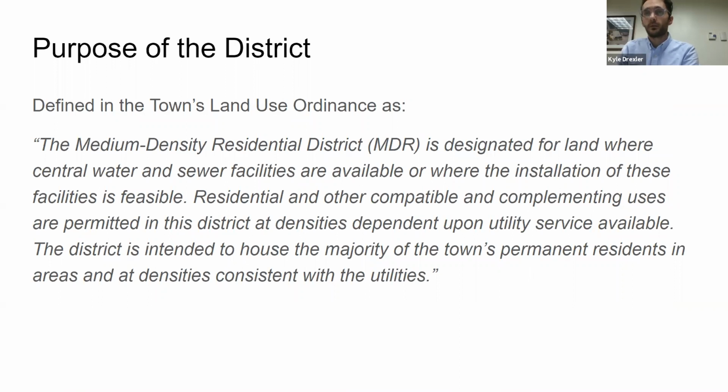So if you look a little more specifically at how our ordinance defines the purpose of the district. Every zoning district has its own purpose, whether it's a commercial district, a low density residential district, or, in this case, medium density residential. It's designated for land where central water and sewer facilities are available, or where the installation of these facilities is feasible. So residential and other compatible and complementing uses are permitted in this district at densities dependent upon those utilities. And the district is intended to house the majority of the town's permanent residents.